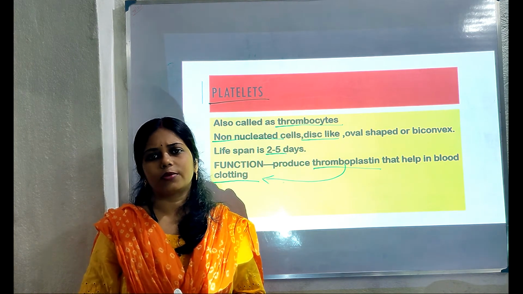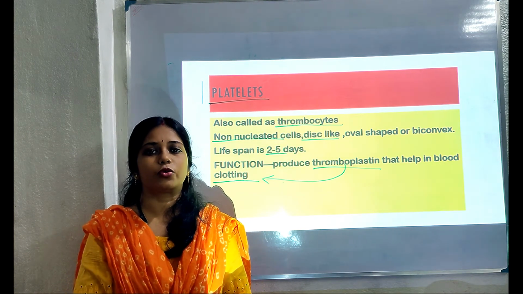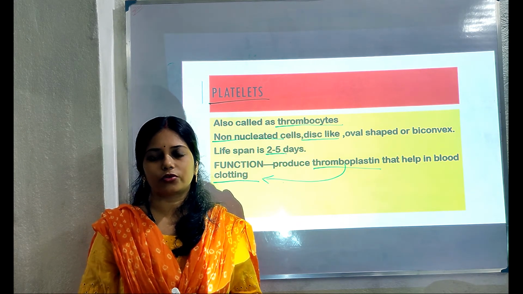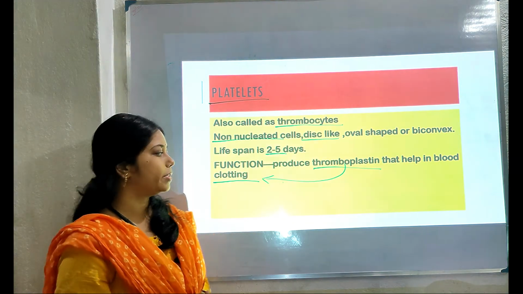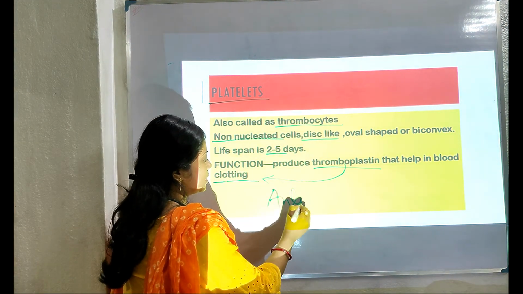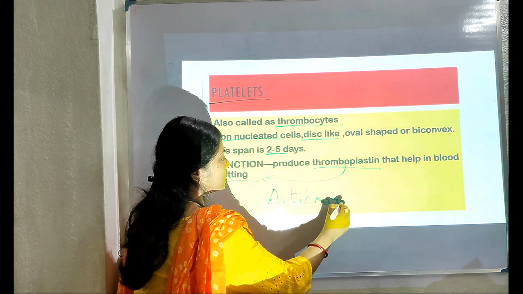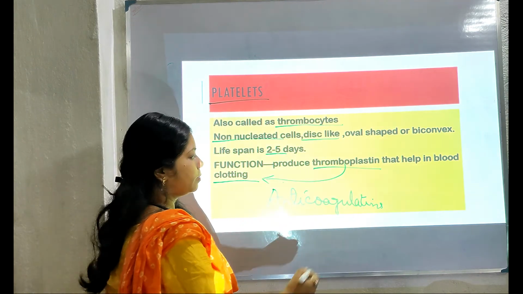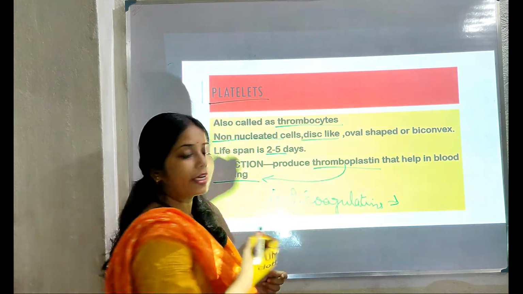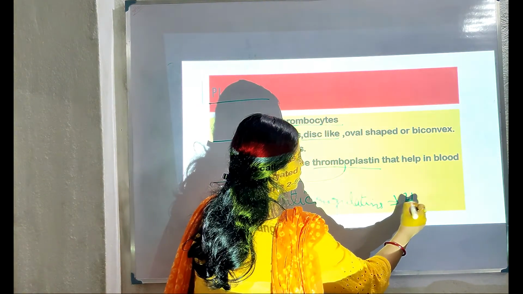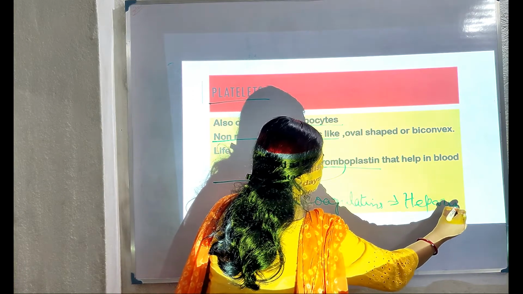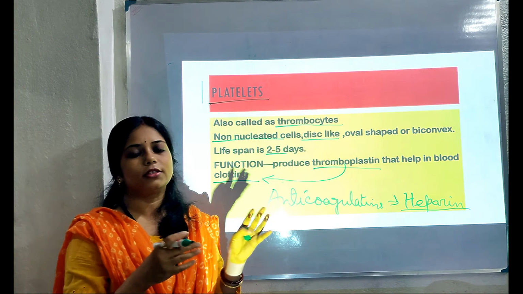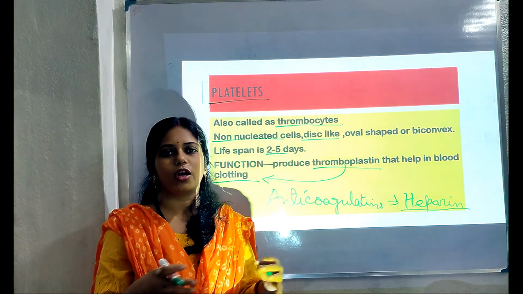Then the question comes to our mind that when the blood flows inside our vessels, inside our capillaries, why does the blood not coagulate? It is due to the presence of anticoagulants. Anticoagulants are the substances that resist or prevent the clotting of blood, and the anticoagulant that is present in our body is heparin. So due to presence of heparin in our blood, the blood does not coagulate when it flows through our blood vessels.